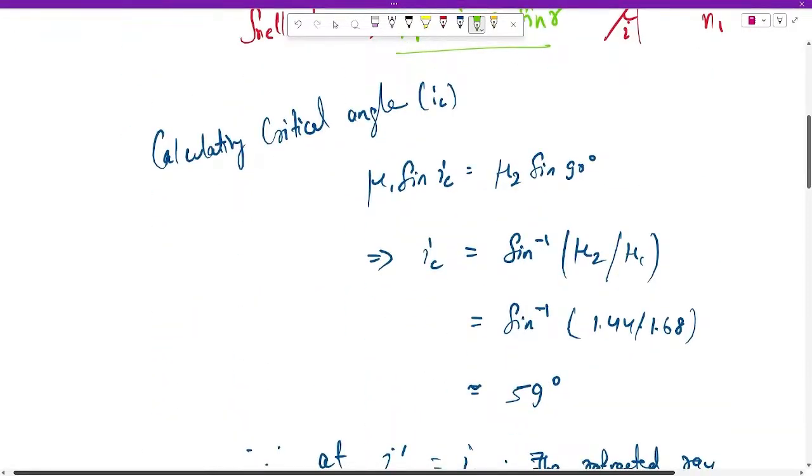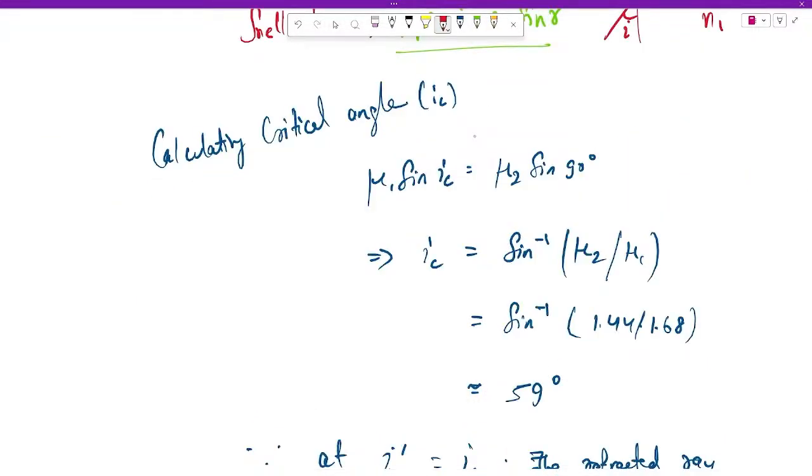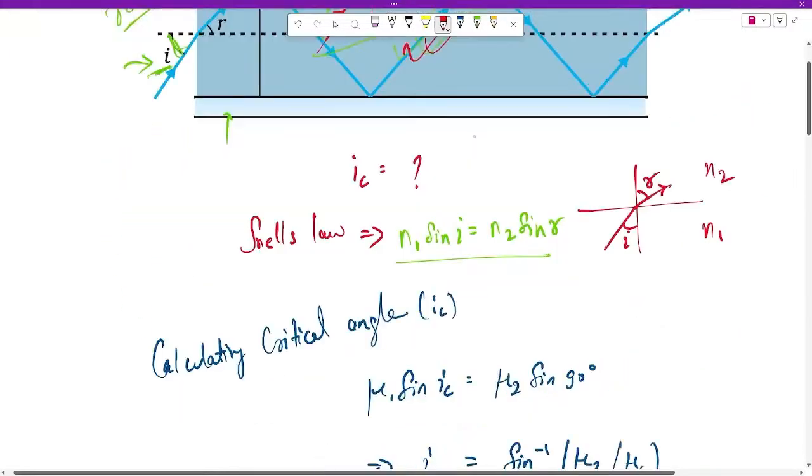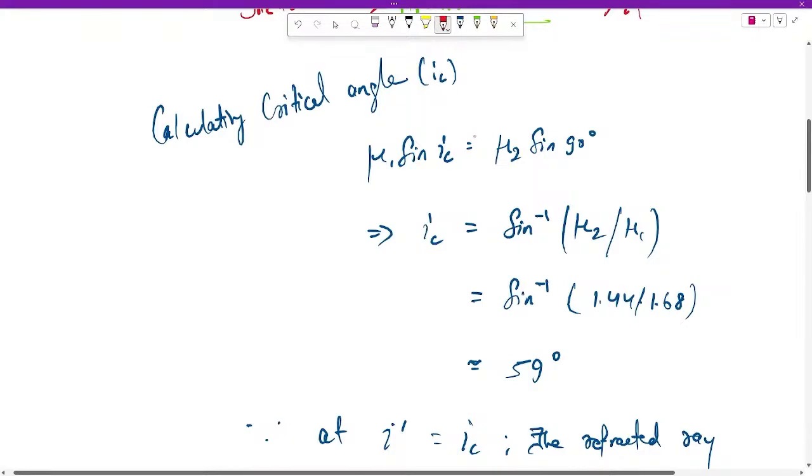So using this Snell's law over this diagram, we can see that IC equals sin inverse of mu2 by mu1, where mu2 is the refractive index of the glass outer covering and mu1 is the refractive index of the inner core of the glass. Now this will give us IC as 59 degree, that is a critical angle of 59 degree.